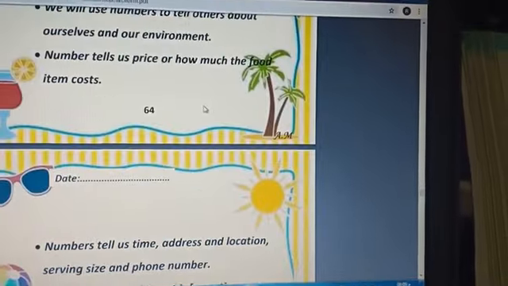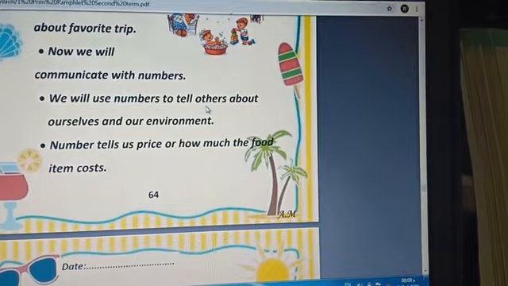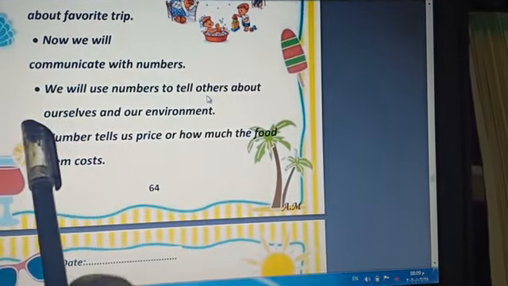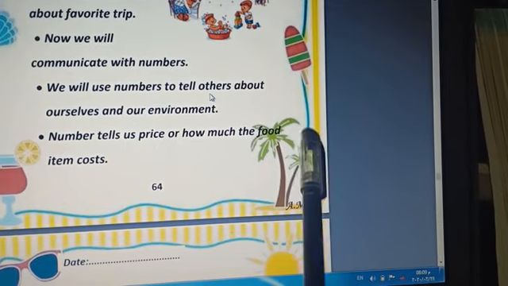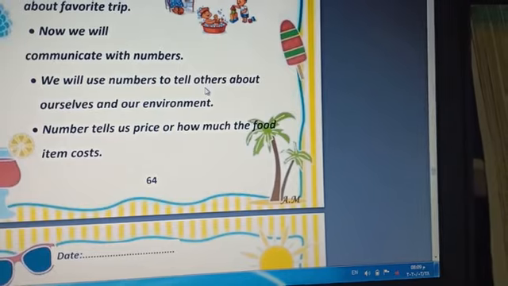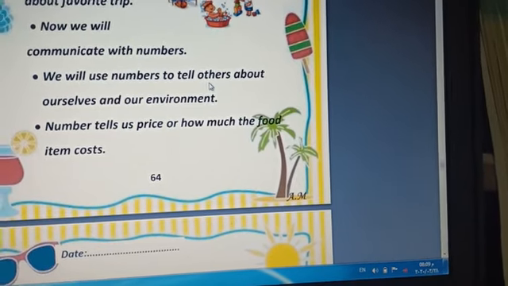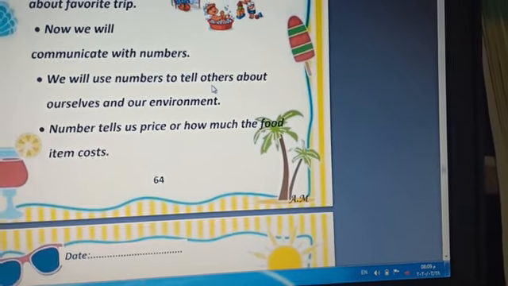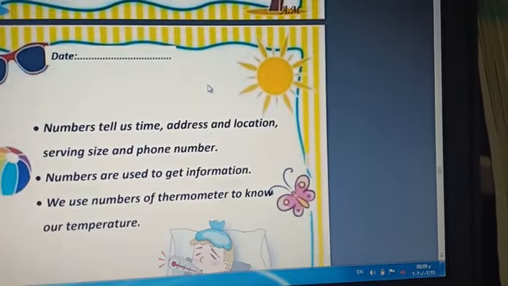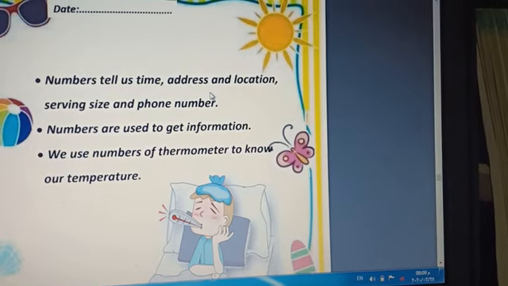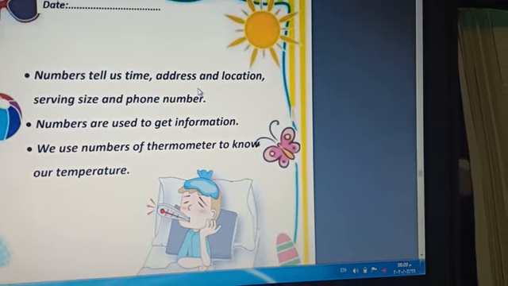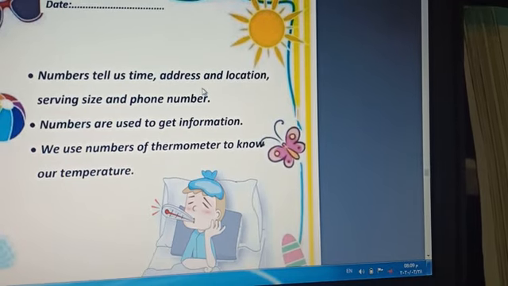We will use numbers to tell others about ourselves and our environment. How do we use numbers every day? Numbers tell us the price, or how much a food item costs. Numbers tell me the time, address, location, serving size, and phone number.